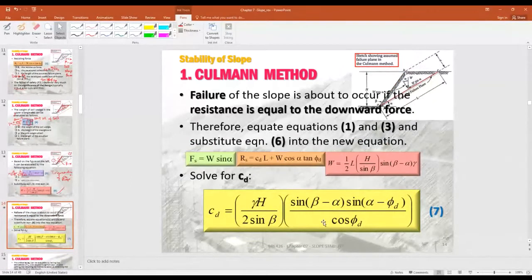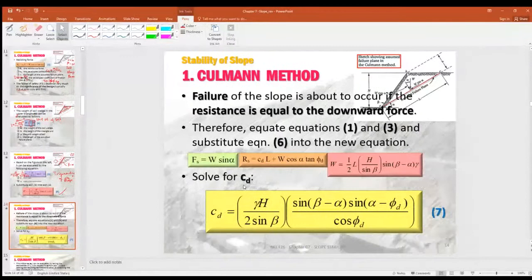So when you combine those equations together, you know that W, put it into there, and solving for the CD, you come up with this equation.